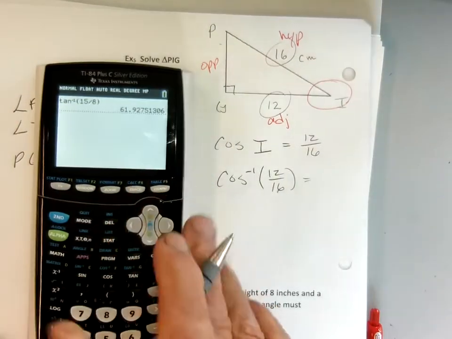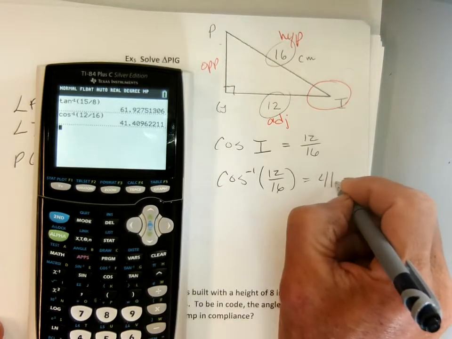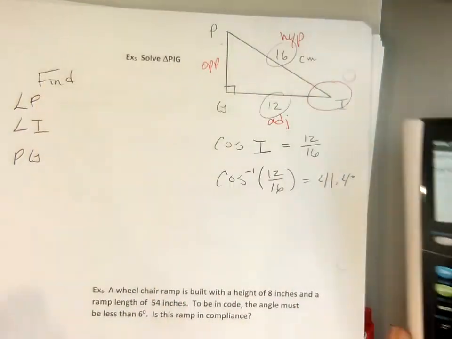All right, I'm just going to use my calculator. Cosine inverse, 12 divided by 16, and I get an answer of about 41.4 degrees. Okay, we did the hard one, because the rest gets easy.